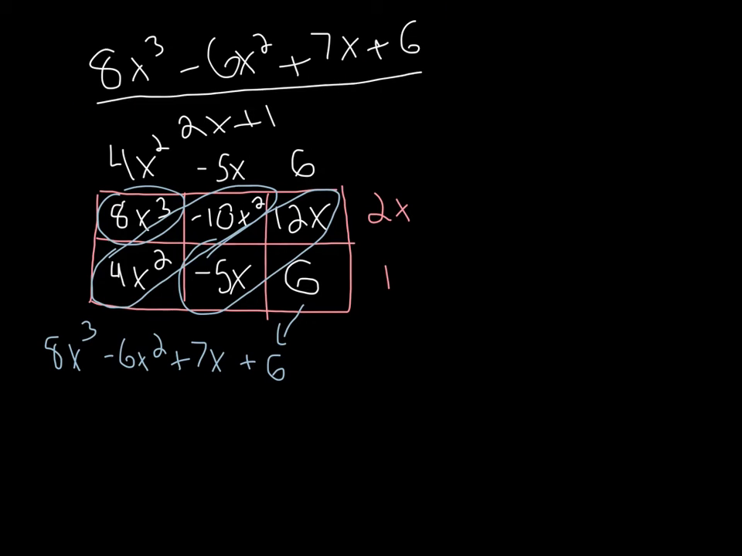Okay, so finally, our answer is 4x squared minus 5x plus 6. And you can see that that is found right over here. 4x squared minus 5x plus 6.